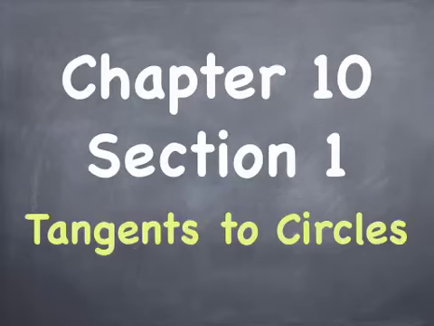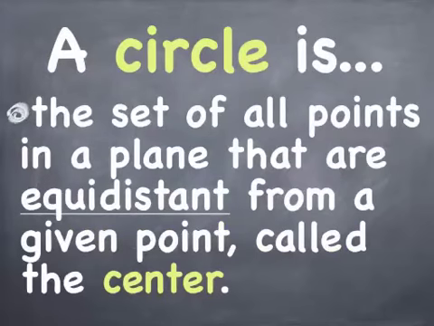Chapter 10, Section 1, Tangents to Circles. First thing we need to define is a circle. A circle is the set of all points in a plane that are equidistant from a given point. That given point is going to be called the center.